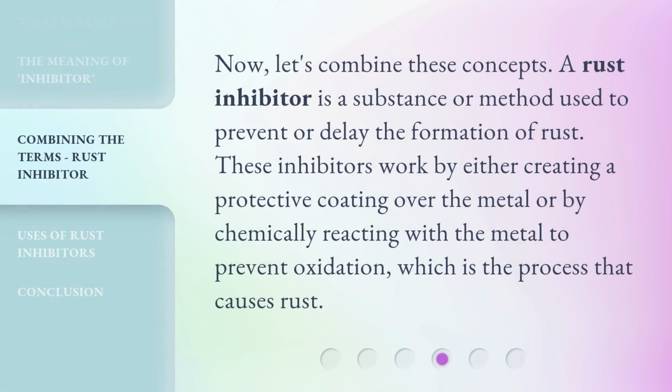Now, let's combine these concepts. A rust inhibitor is a substance or method used to prevent or delay the formation of rust. These inhibitors work by either creating a protective coating over the metal or by chemically reacting with the metal to prevent oxidation, which is the process that causes rust.